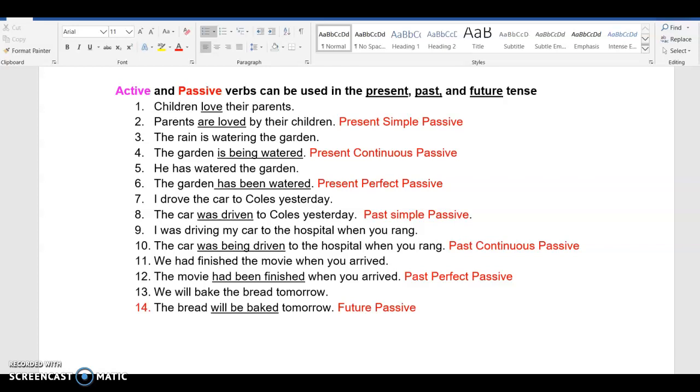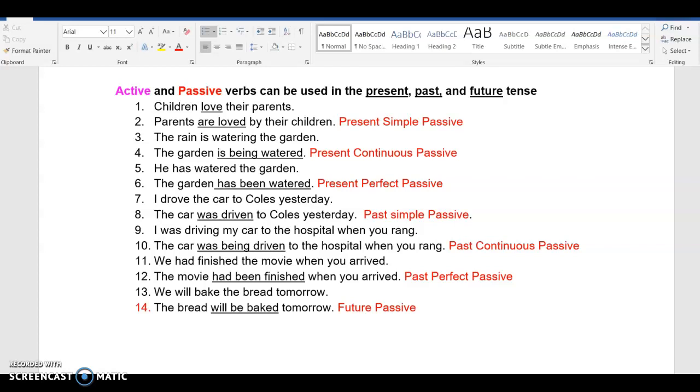So let's look at number 1. Children love their parents. Now the subject is children and the verb is love. Who is doing the love? Who is doing the verb? The children are doing the verb. So the subject is doing the verb. So this is an active verb. And the verb we know is present simple.